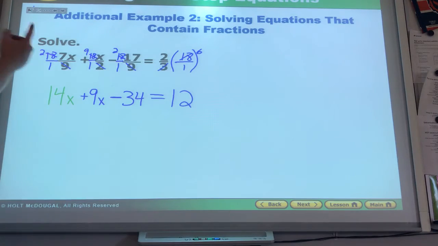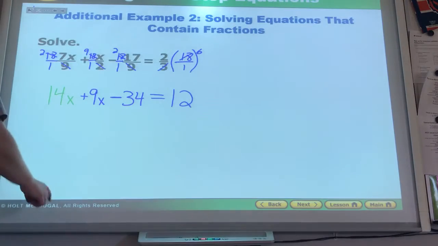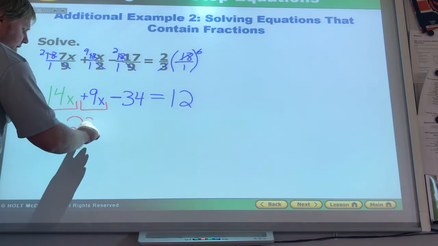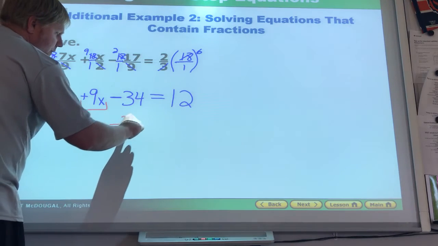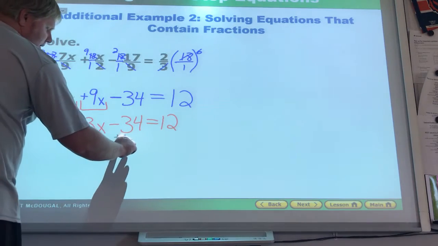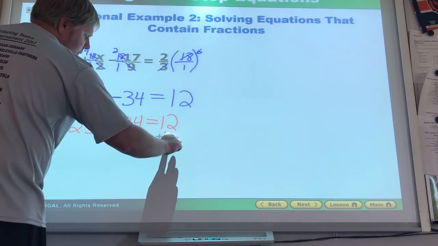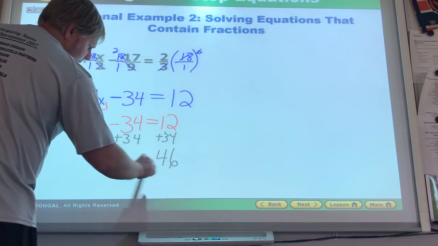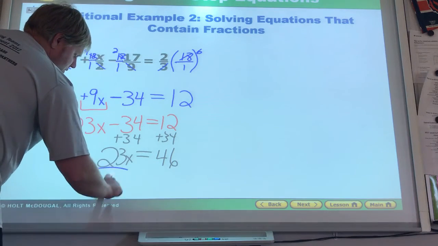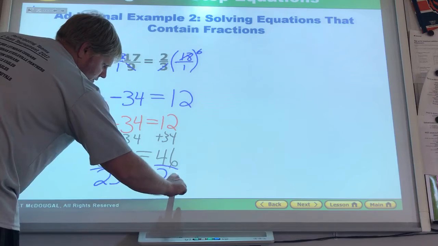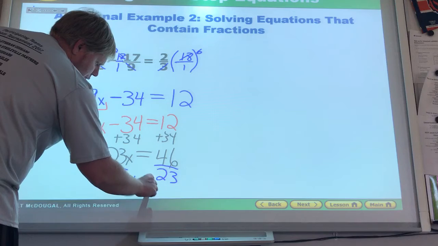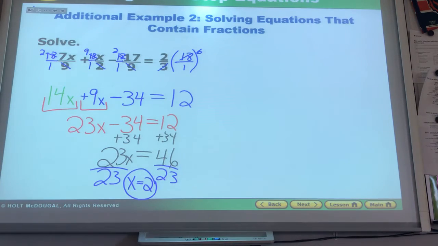And that will work. Now, we look at like terms. Positive 14x, positive 9x, that's 23x minus 34 equals 12. Now we're going to go to our good old inverse operations of plus the 34, plus the 34, and we get 46 equals 23x. Continue the inverse operations, divide by 23, and that equals 2.